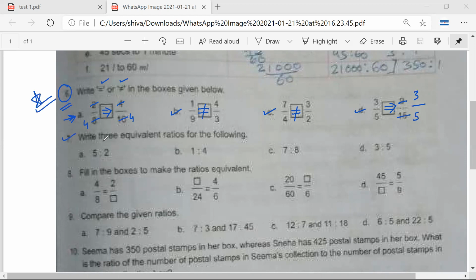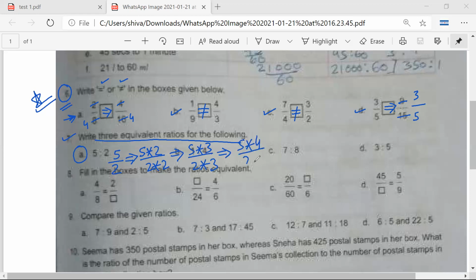Write 3 equivalent ratios for the following. Okay. Mr. Sarthak, 5 by 2. What will be the 3 equivalent ratios? So 10:4, then 15:6, and 20:8. Okay. Mr. Satya, any doubt?